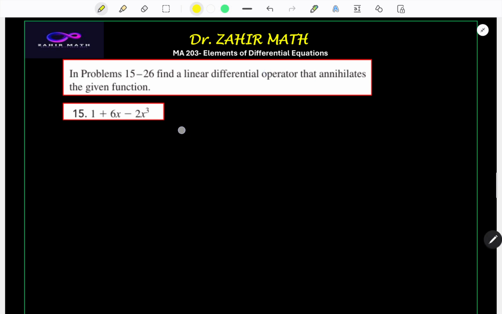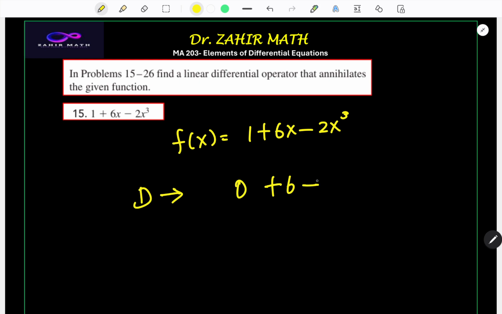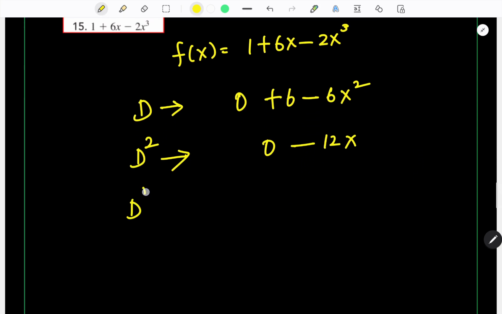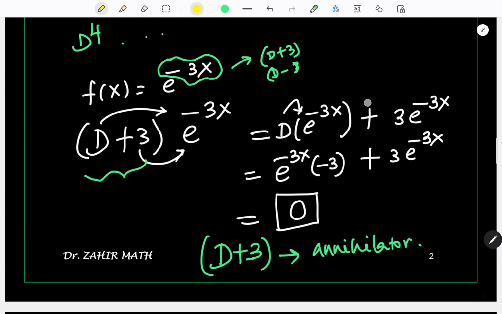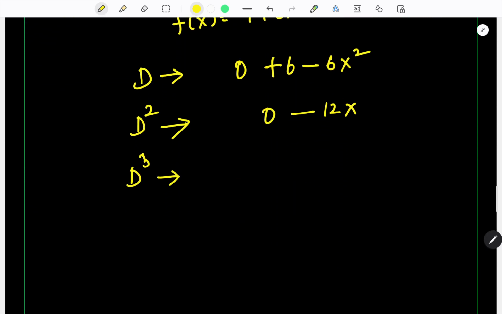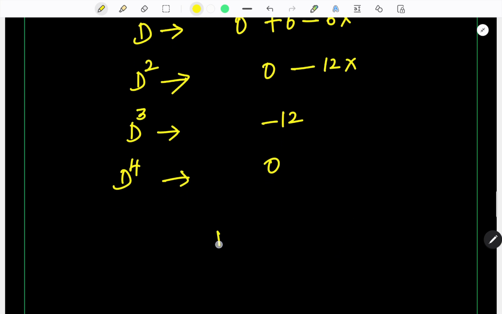Let's go to the next question. Your f of x is equal to 1 plus 6x minus 2x cube. This is your function. Let's go to the first derivative, D, which is 0 plus 6 minus 6x square. The second derivative, D square, is 0 minus 12x. The third derivative, D cube, is minus 12. And the fourth derivative is 0. So D power 4 is the annihilator.